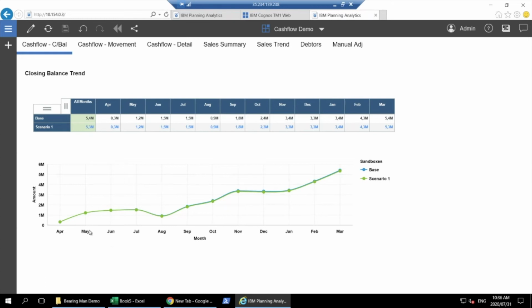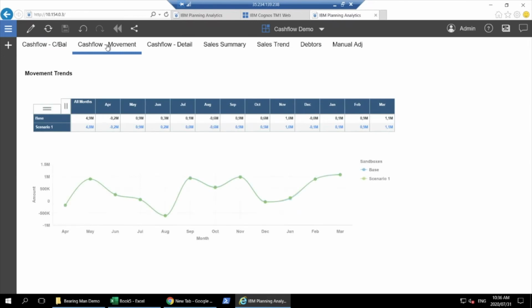Okay, so at the moment we've got just one scenario. I've taken the liberty of setting up scenario one, which is exactly the same as what we have at the moment. And we can play around with those scenarios. So this shows us our cash flow movement. We're still positive at this point. Sorry, that's the cash flow balance. We have cash flow movement.